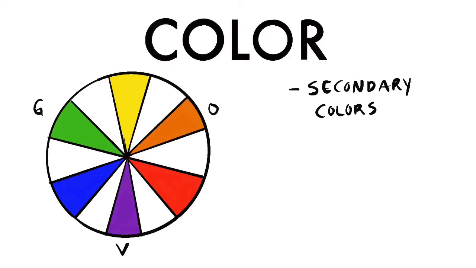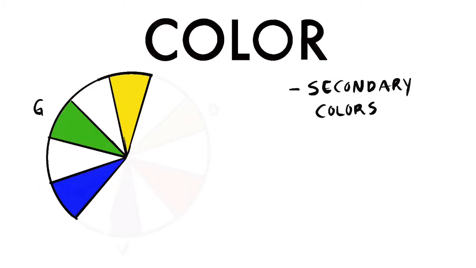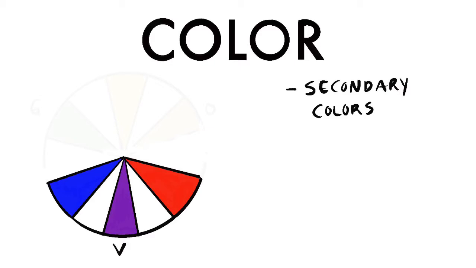Then comes the secondary colors. These are created by mixing 2 primary colors. So, yellow plus red equals orange, yellow plus blue equals green, and red plus blue equals violet.